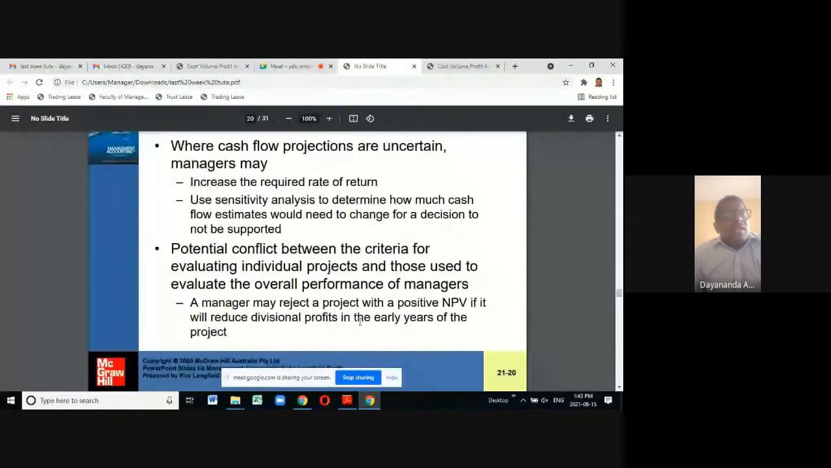So here the idea is, when divisional managers are evaluated based on financial performance, based on profit figures, and if your projects are evaluated based on discounted cash flow techniques, then there would be a conflict between criteria for the project evaluation and the evaluation of the managers, because the manager always focuses on profit maximization, profit increasing projects, whereas project evaluation criteria focus on NPV. So thereby there would be a conflict.